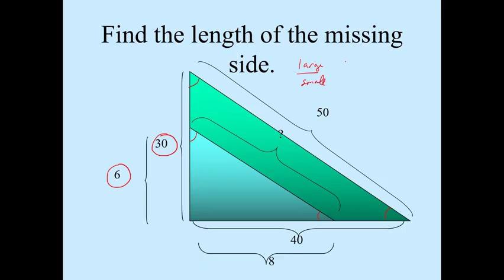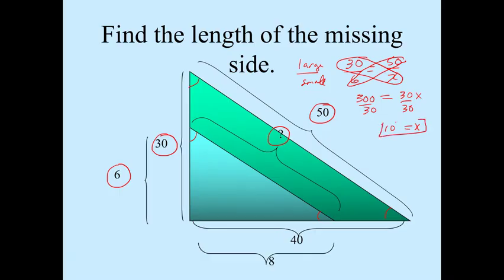So let's do large and small triangle. The large one is 30. The small one is 6. Now on this side, I've got what? 50 on the large one. But what is the hypotenuse on this triangle right here? I don't know. X. So we're going to have to do a little work here. 6 times 50 right here is 300, equals 30 times X. Divide by 30, divide by 30. What do we get? X is what? 10. So the hypotenuse here is 10.